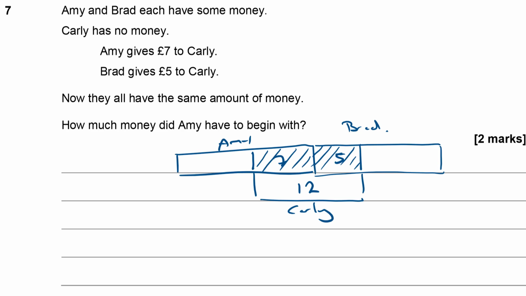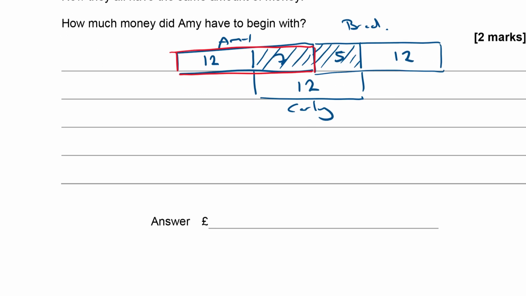So they now have £12 left each. That means what's left in Amy's money is 12, and what's left in Brad's money is 12. So how much money did Amy have to begin with? Well, it's that amount there. The 12 and the 7 together make 19, don't they? So what did Amy have to start with? She had £19.